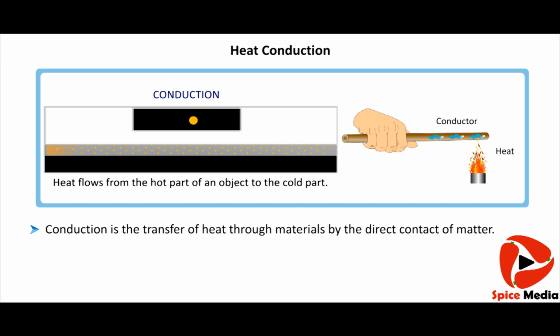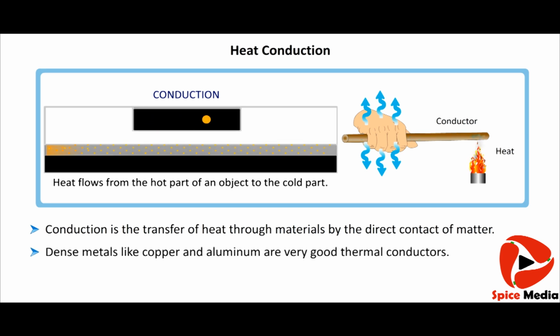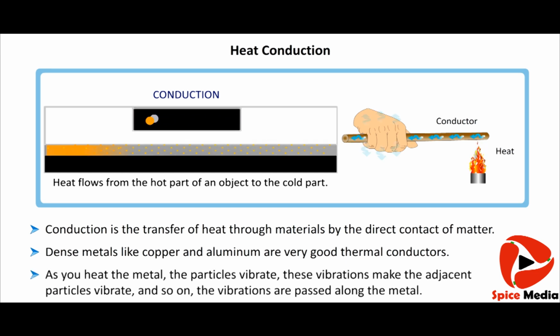Conduction is the transfer of heat through materials by the direct contact of particles in the metal. Metals like copper and aluminium are very good thermal conductors. When you heat the metal, the particles in the metal start to vibrate. These vibrations make the adjacent particles vibrate, and so on. Thus, the vibrations are passed along the metal. When we heat a metal strip at one end, the heat will flow to the other end by means of conduction. This illustration will help you to understand the concept of conduction.